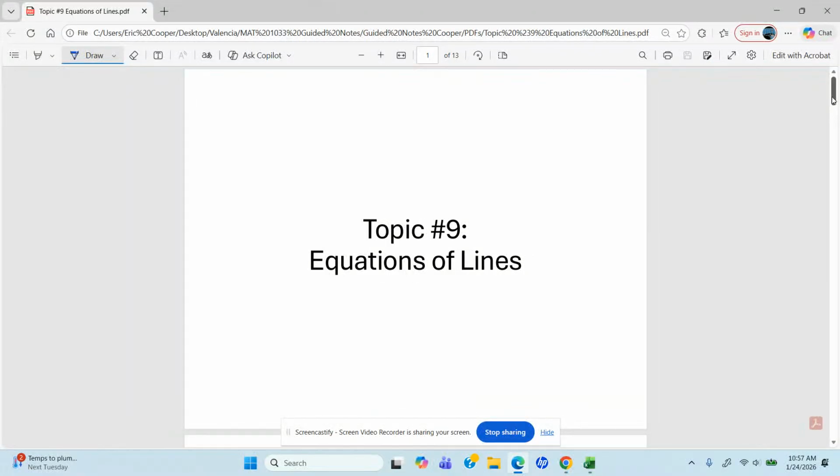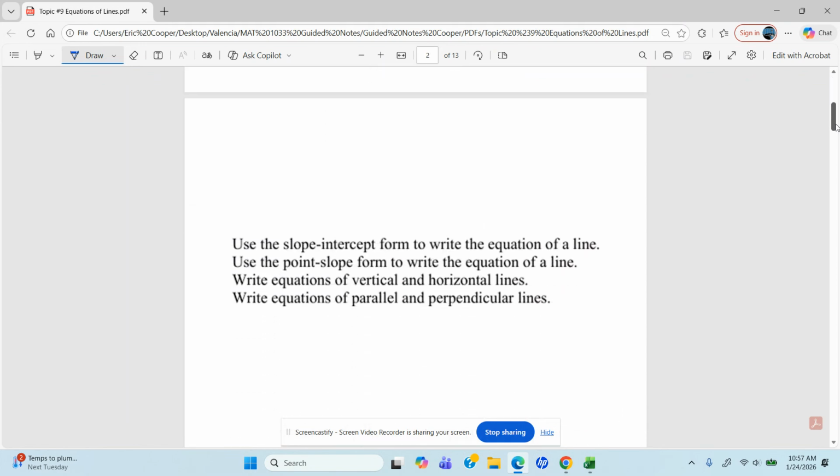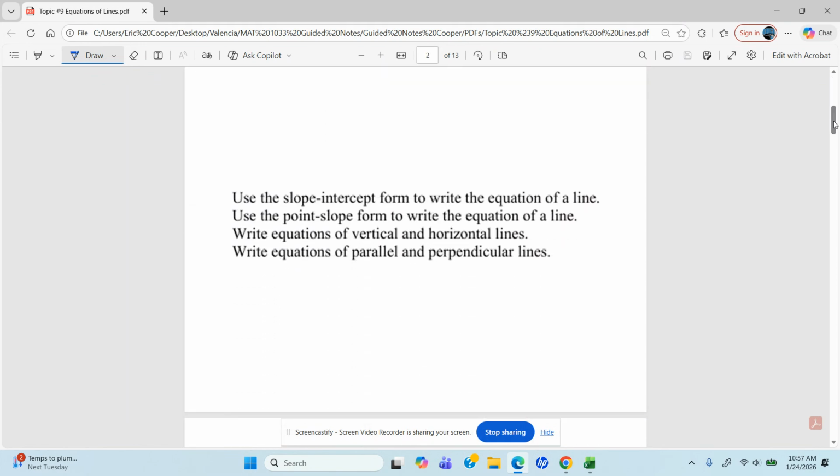Hello everybody, welcome to the video for topic number 9, equations of lines. In this video we're going to show you how to use both slope-intercept and point-slope form to write equations of a line. And we're also going to write equations of vertical and horizontal lines and also write equations of parallel and perpendicular lines.